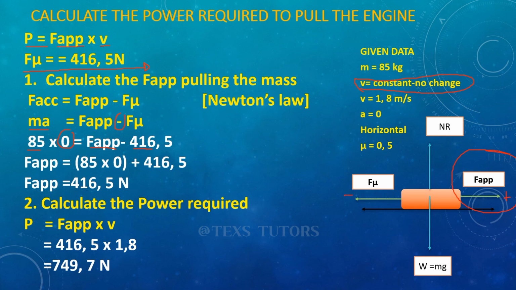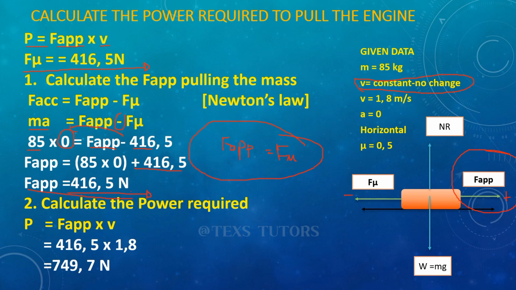So my applied force is 85 times 0 plus 416.5. How did we get a plus sign now? I took the 416.5 over onto the other side. It changes from negative to positive. So my applied force is 416.5 newtons. So this is something important that you now need to notice or remember. The applied force is 416.5 newtons. The force of friction is also 416.5 newtons. So when an object is moving at a constant velocity on a horizontal plane, we should remember that the applied force is equal to the frictional force.